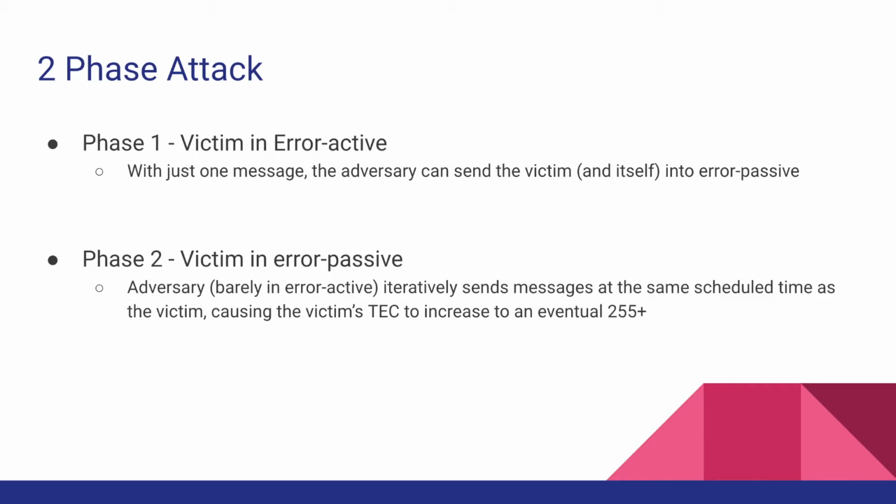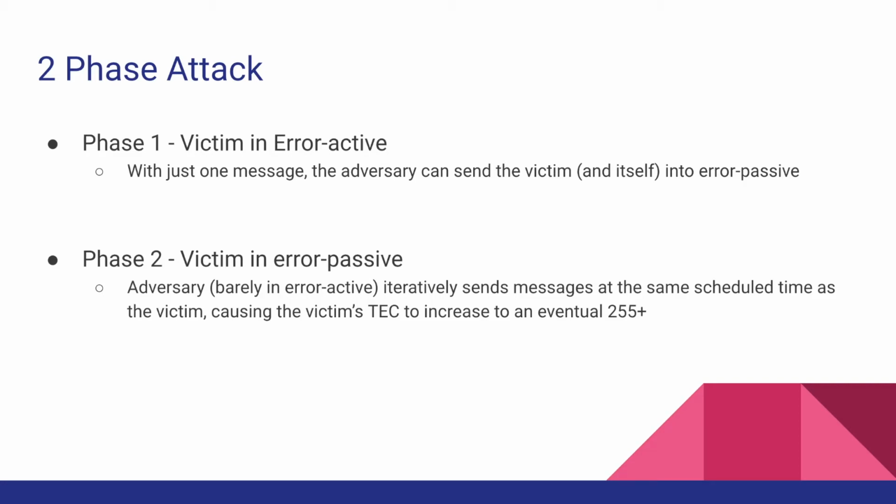But there are two phases to this attack. The first phase is when the victim is in error active mode. Remember, error active is where all the nodes start. That's the top left blue one. But with just one message, the adversary can send the victim and itself into error passive. And that too is a little bit confusing.